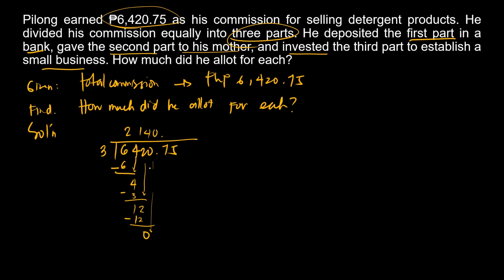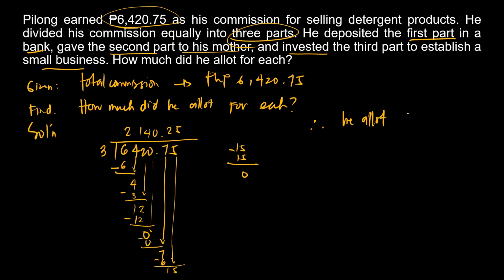Do not forget that decimal point. And 0 times 3 is 0. Then 0 minus 0 is 0. Then bring down 7. 7 divided by 3 is 2. 2 times 3 is 6. 7 minus 6 is 1. Then bring down si 5. Okay, so 15 divided by 3, you will have 5. Then 5 times 3 is 15. Then subtract is 0. Okay, so therefore, for our solution, therefore, he allot 2,140.25 in each part. What are the parts, class?